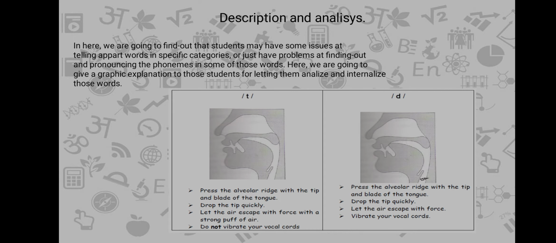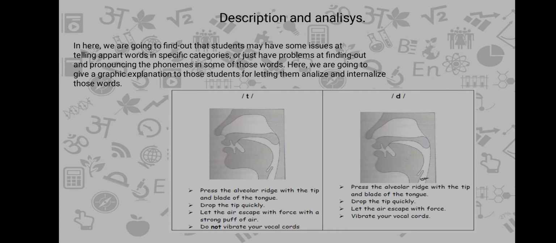Description and analysis. Here, we're going to find out that students may have some issues telling apart words in specific categories, or just have problems identifying and pronouncing the phonemes in some of those words. Here, we're going to give a graphic explanation to those students to let them analyze and internalize those words. How are we going to do this?